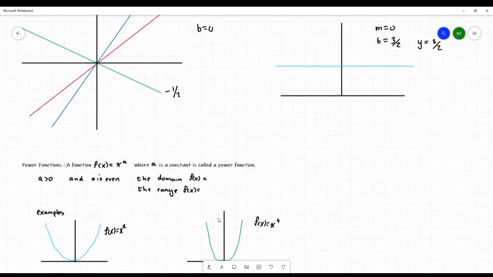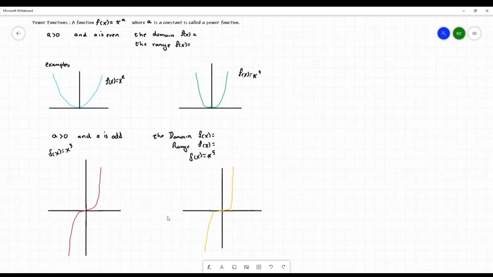Hey guys, the next thing I'm going to cover is power functions. Power functions are functions in the form f of x is equal to x to the a, where a is a constant. This is a power function, okay? So I'm going to break down my coverage of power functions into 3 segments: the case where a is greater than 0 and a is even, the case where a is greater than 0 and a is odd, and the case where a is less than 0. And I'll cover even and odd at the same time when a is less than 0.